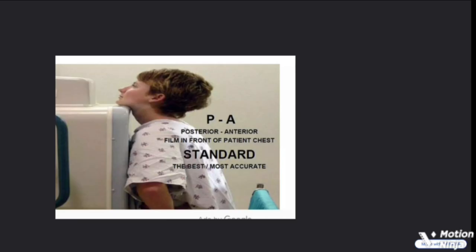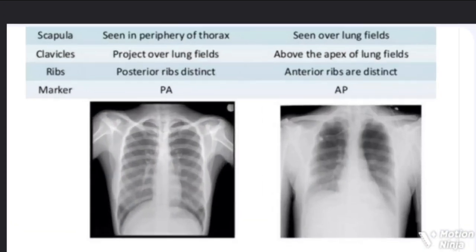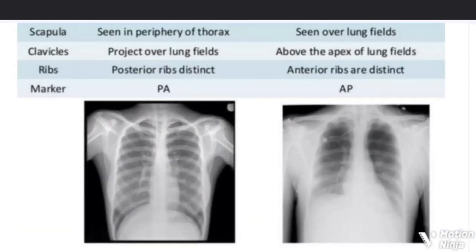Now, to say whether it's a PA view or AP view, we have two or three features. The clavicles are more horizontal in a PA view so that the upper zones are clearly seen. The scapulae are more lateral so that the lung zones are clearly seen. The cardiac shadow is more prominent compared to the vertebral shadow. The posterior ribs are distinct. All these tell that it is a PA view, even if you do not look at the markings on the X-ray.